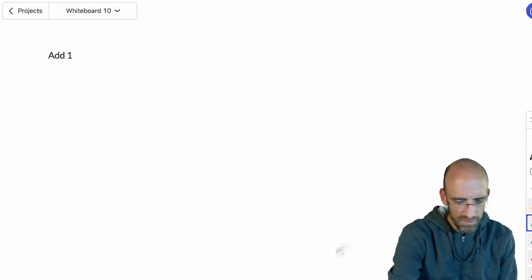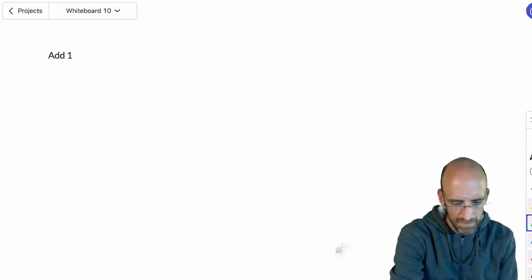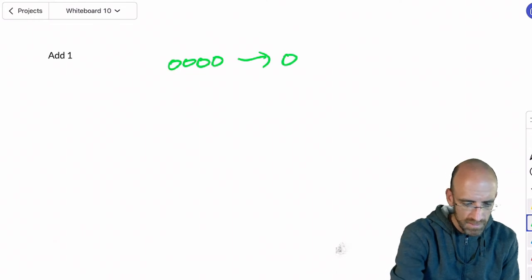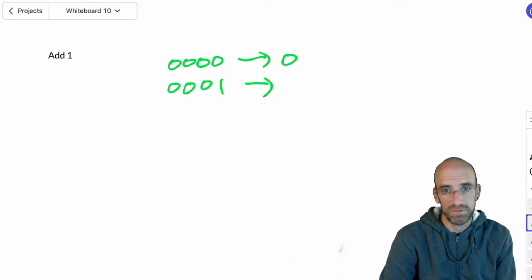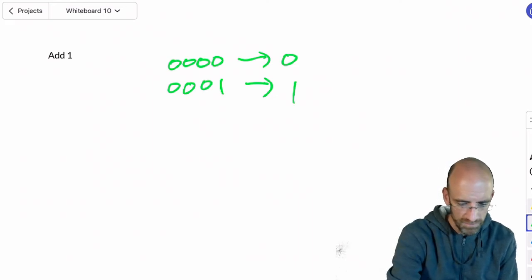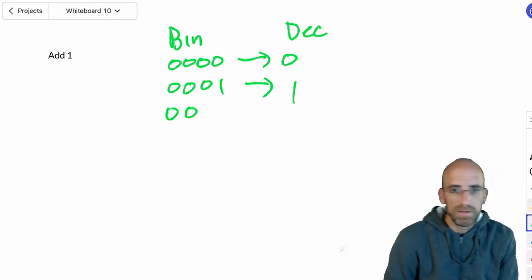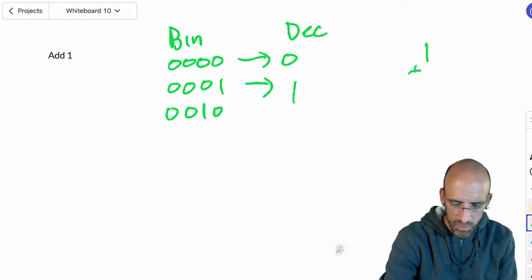So what we're going to do now is just write out half of a byte. I'll just do 4 zeros. 4 zeros is equal to 0. Adding 1 to 4 zeros, you get 0, 0, 0, 1. That's equal to decimal 1. Now when we add 1 to that, 1 plus 1 is 0. Carry the 1. It's 1, 0, and that's 2.